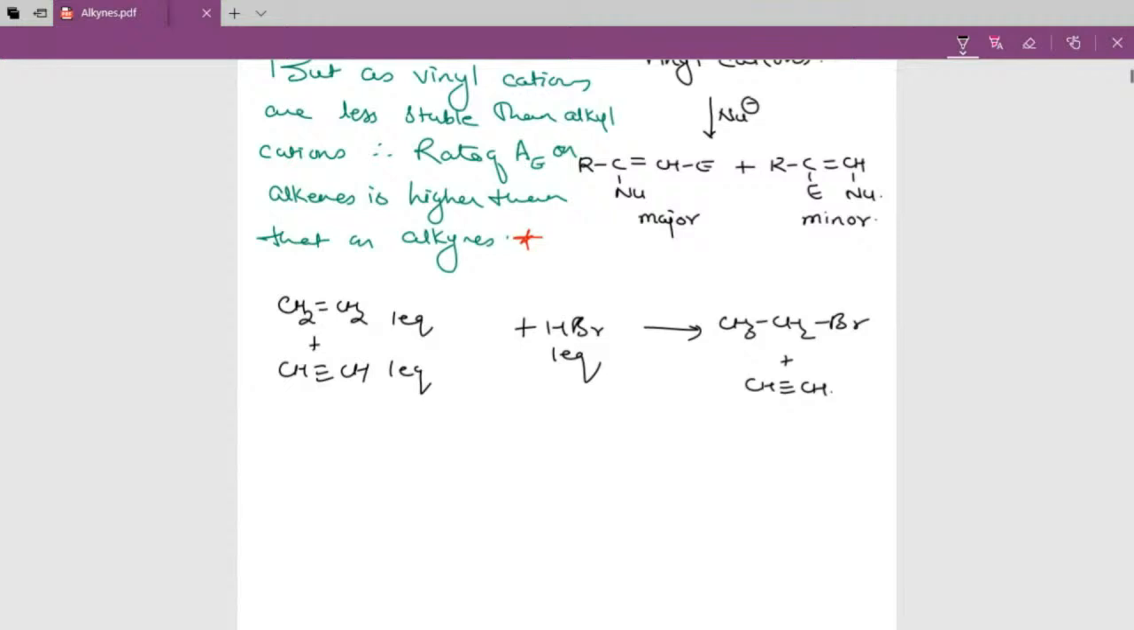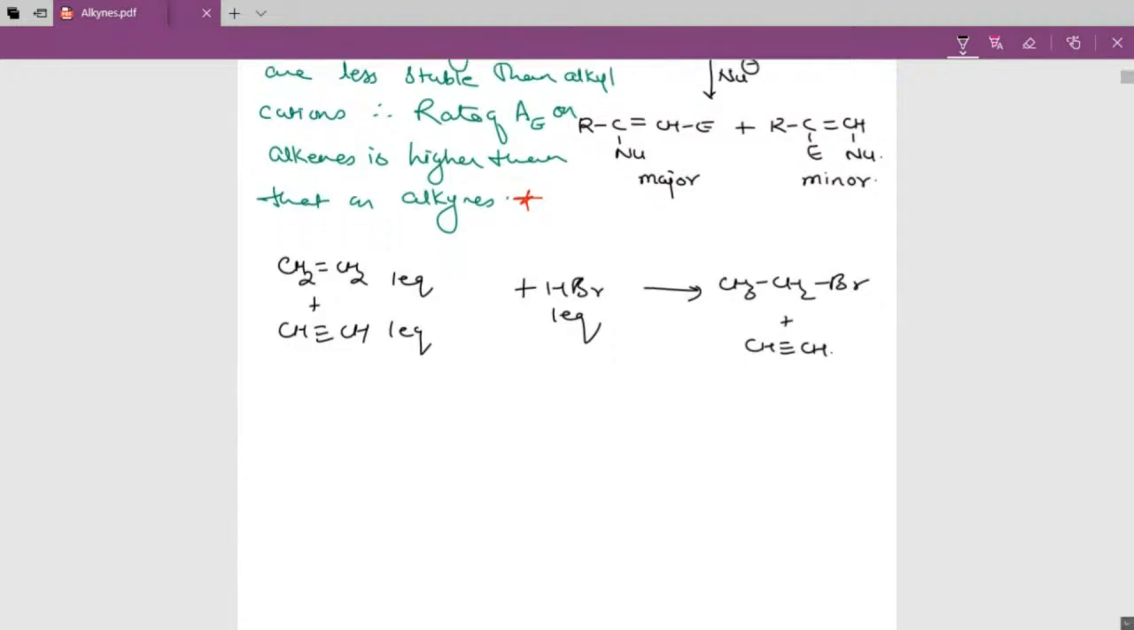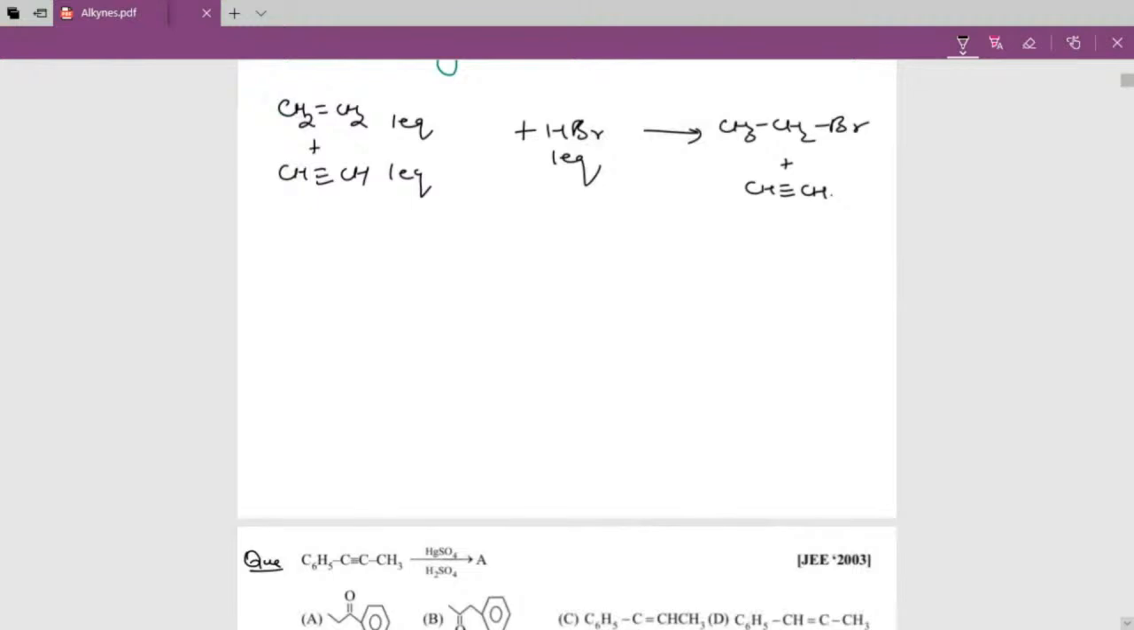So this is the application of this statement: given a choice, if you have a limiting reagent, if you do not have enough reagent, then add as per the requirement, that alkenes will be added faster than alkynes. Is that okay? Clear?